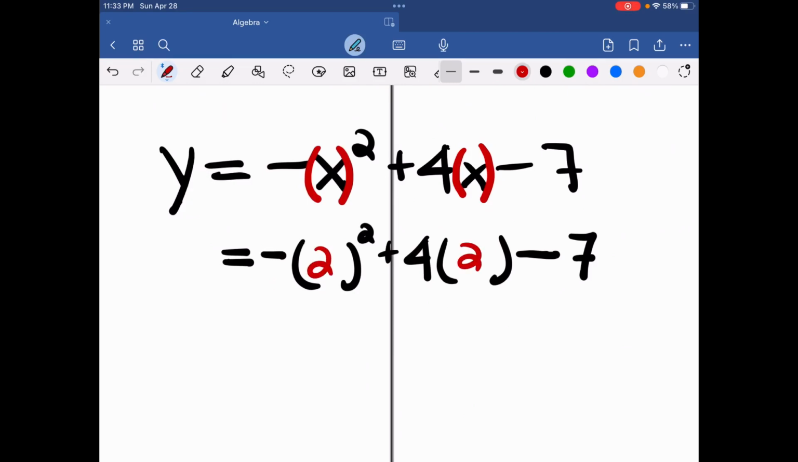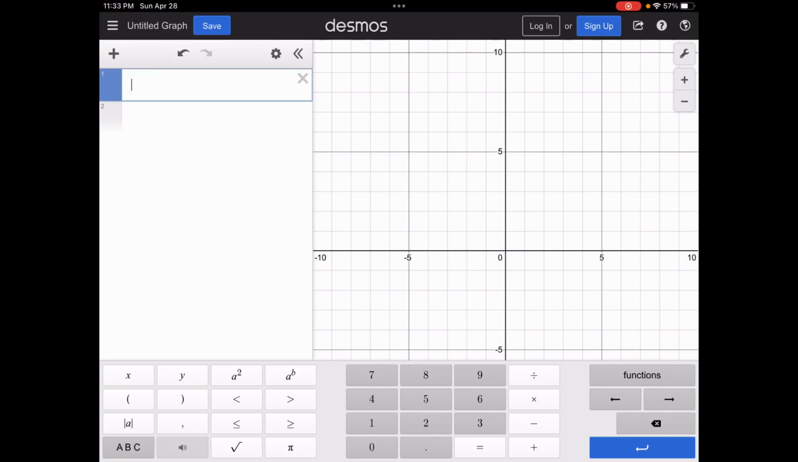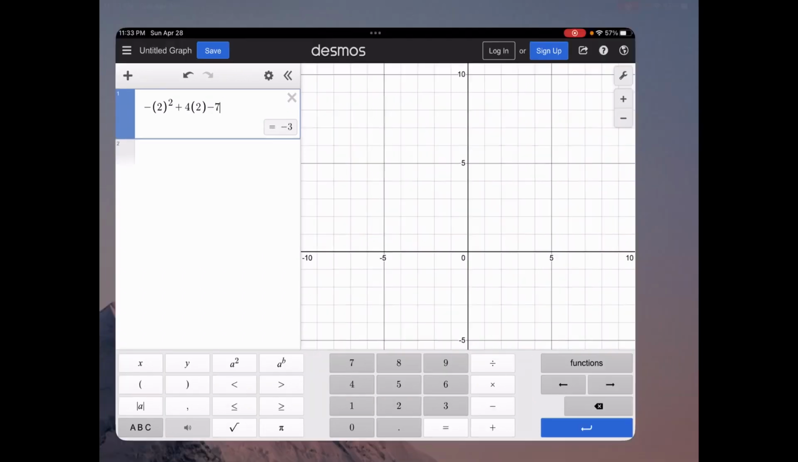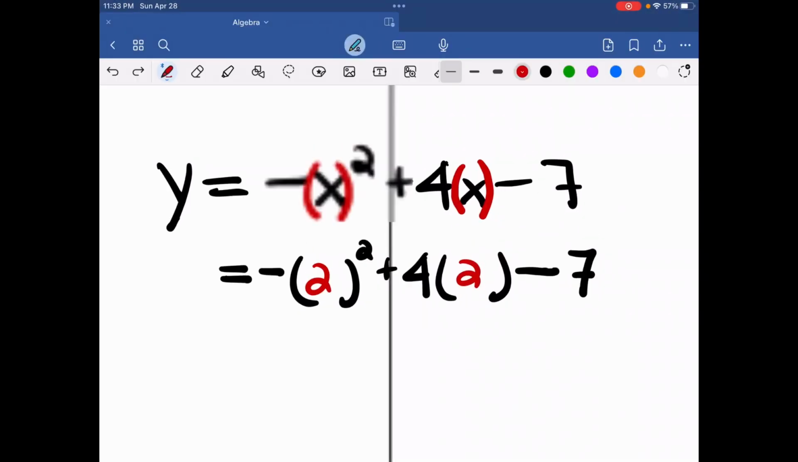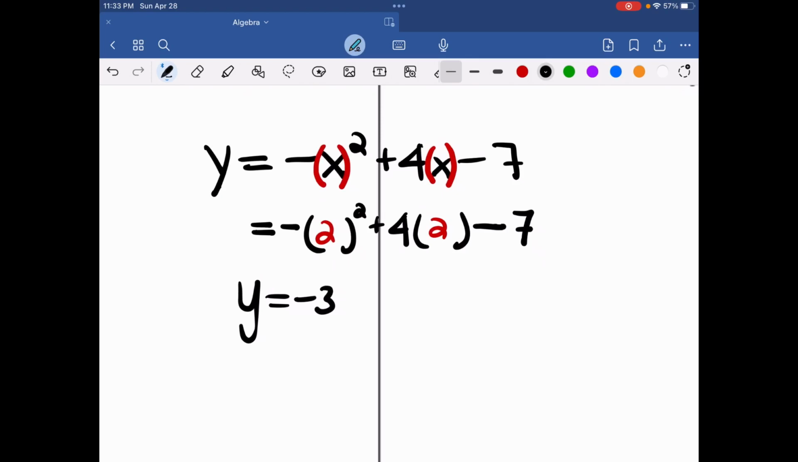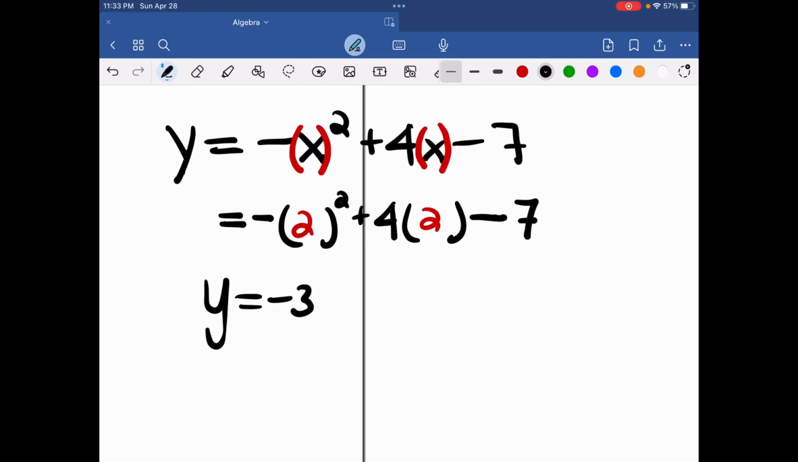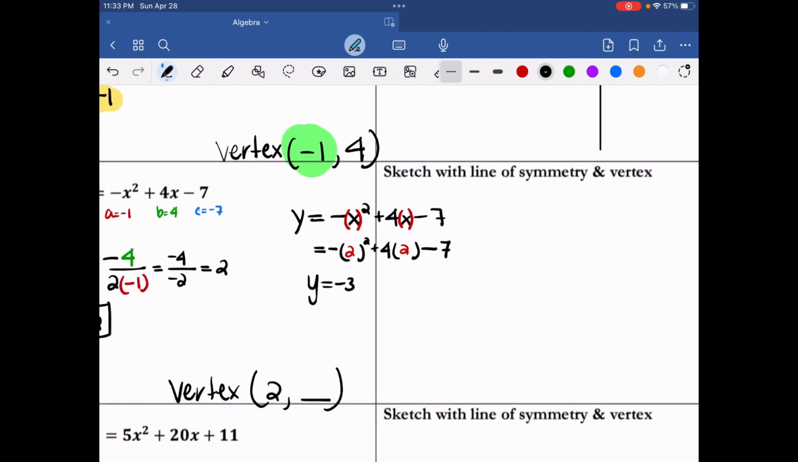And then we would plug it into the calculator. If you don't have a calculator, then you can plug it into Desmos. In Desmos, the negatives and the minuses are the same though. But on our calculator for school, they're different. So just make sure. Okay, so I'm going to use Desmos for this one. Negative parentheses 2 parentheses squared plus 4 parentheses 2 minus 7. And the answer is negative 3. So y equals negative 3. Right, we saw that on Desmos. So there you go, there's our answer, 2, negative 3.